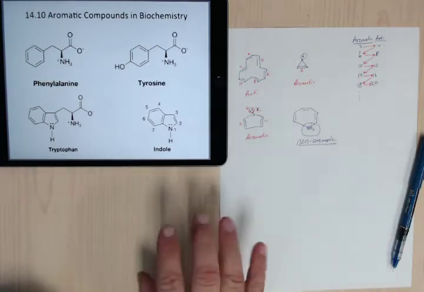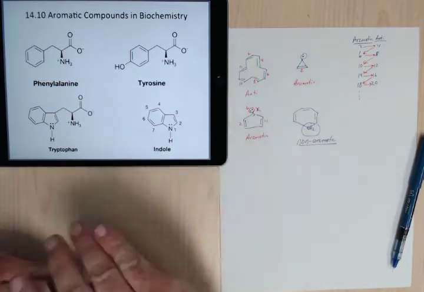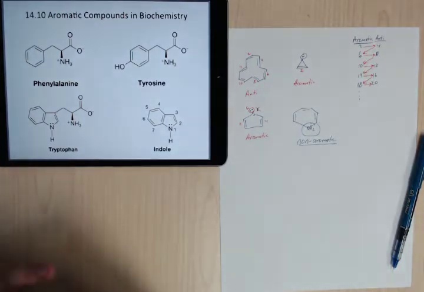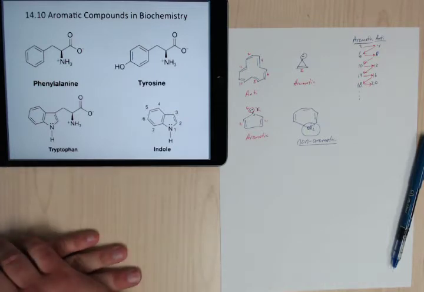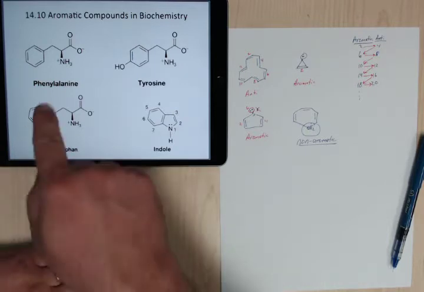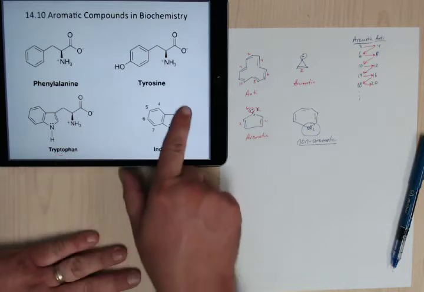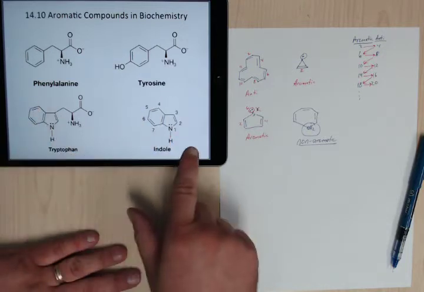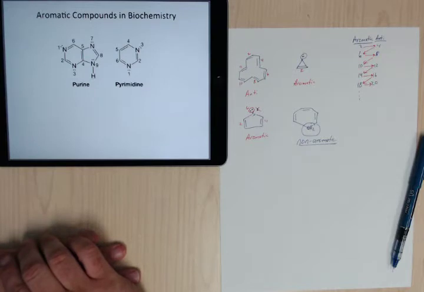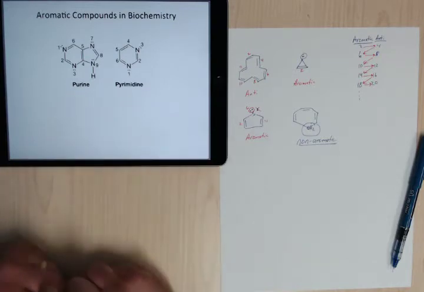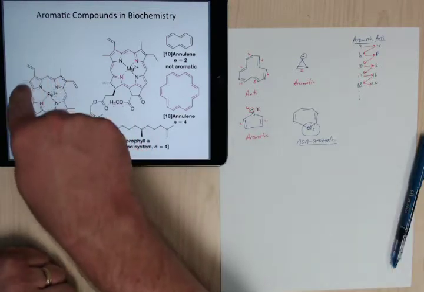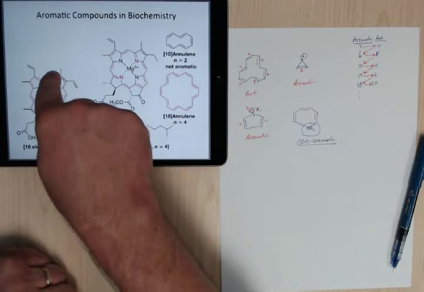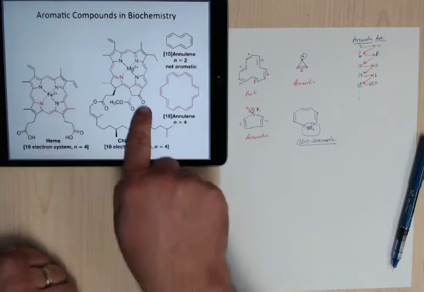Now for these, you don't have to memorize them. It's just showing you that these aromatic compounds are incredibly important in biochemistry. So these are all different amino acids: phenylalanine, tyrosine, tryptophan. It has this indole ring here, like that, as well as the purines and pyrimidines from DNA. You can also see this. It's a little harder to see, but you have this nice aromatic ring in the heme system and then chlorophyll.